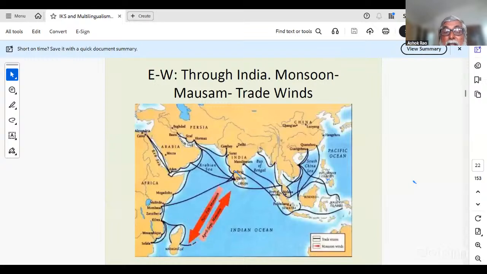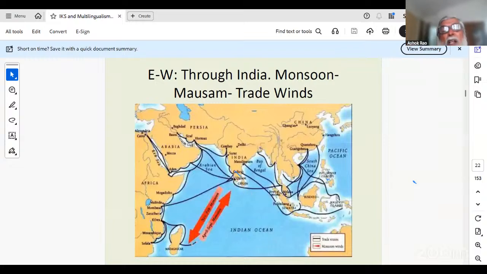From April to September, you had winds coming this side, what is called your southwest monsoon. And from November to February, it will go like here. This is the northeast retreating monsoon. So with favorable wind, they would come here, trade, wait for 3 months during monsoon, fill the ships, and take it back. And not only were they trading with India, West Coast predominantly, but all these people in Southeast Asia and China would come and exchange goods here.